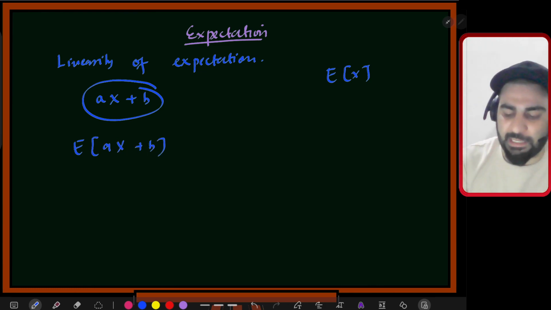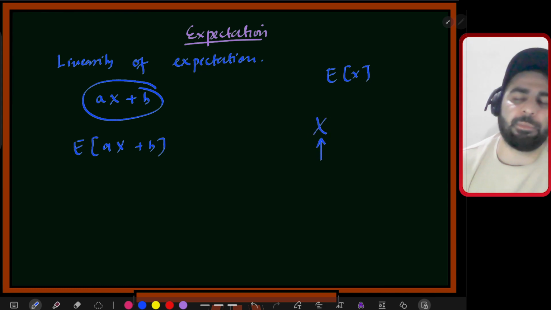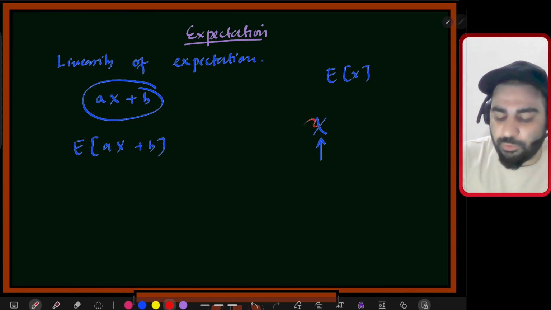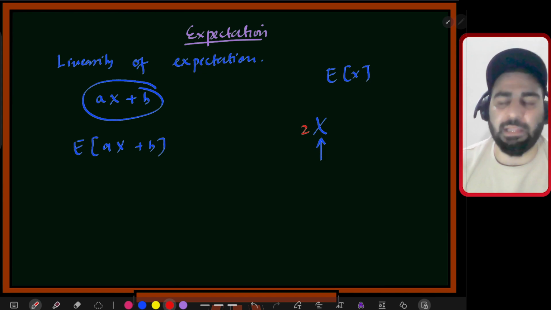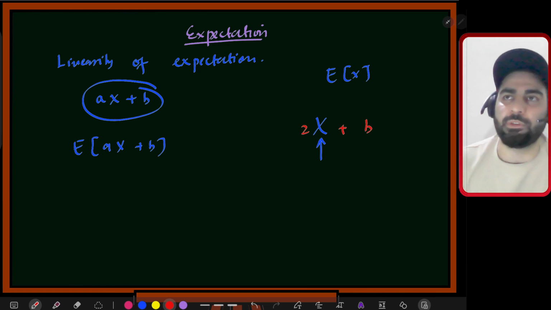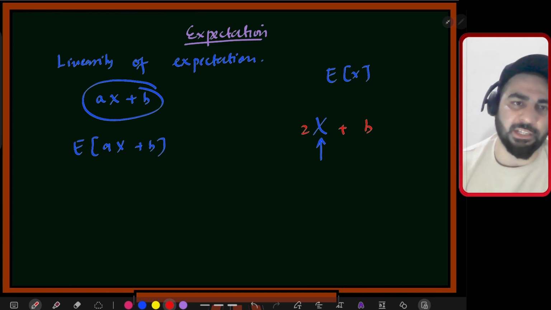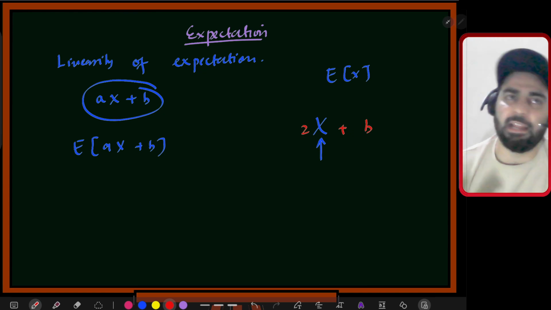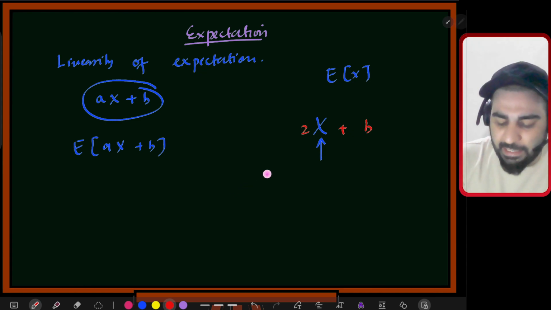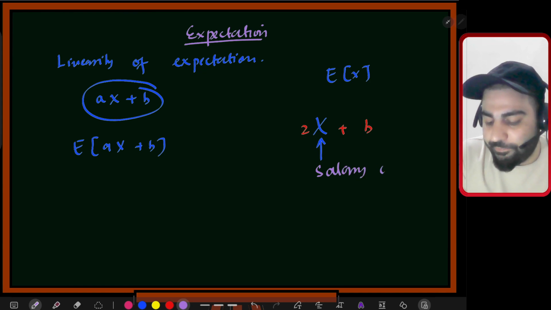It could be something like this. Let's suppose X was the salary that a person was getting. Now the company decided, okay, we'll double the salary and then give some bonus. Now you know that the expectation will also change. But how will the expectation change? Again coming to the salary, let's suppose the company is giving a salary to the employees. Each employee will get some salary, and this X is a random variable which can be thought of as the salary of an employee.